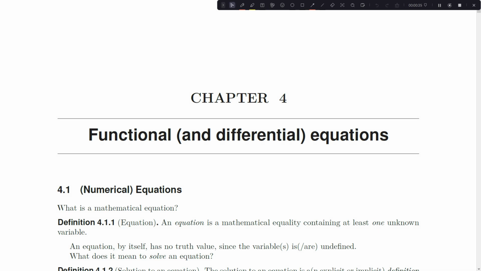So the chapter is called Functional and Differential Equations. And in the first section, we're really just going to start talking about equations in general and kind of move our way up to functional equations and then specify what makes any given functional equation differential. So let's just start here in section 1.